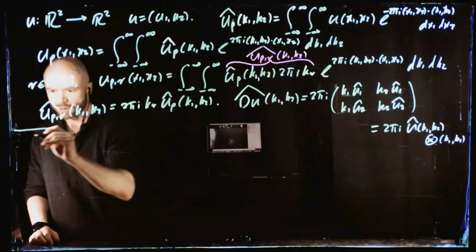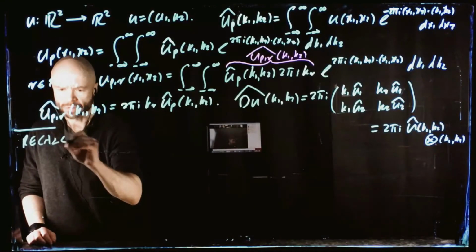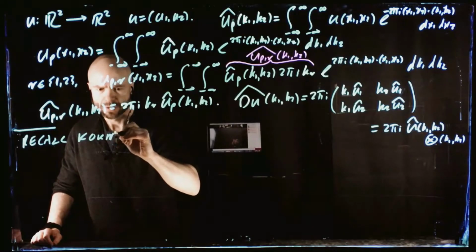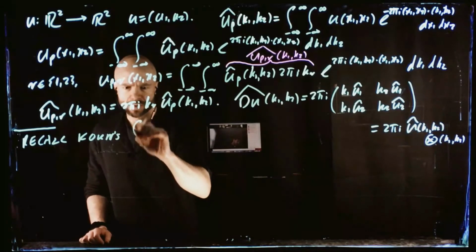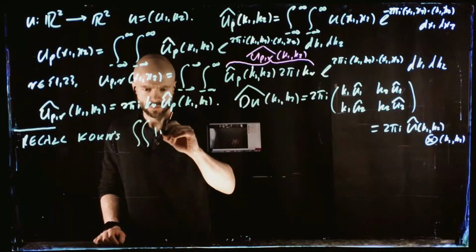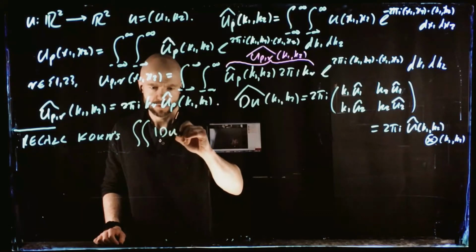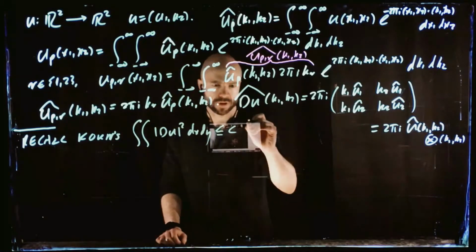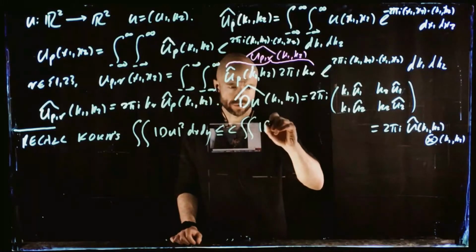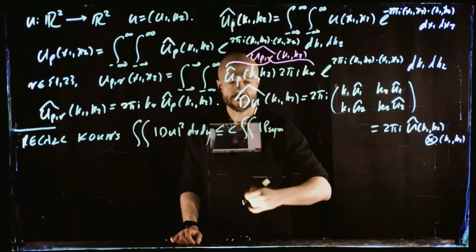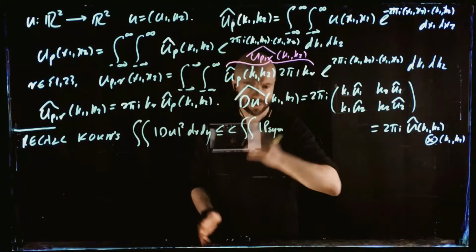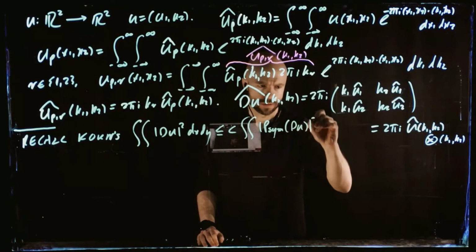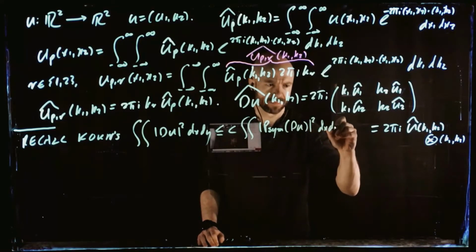So recall what we're trying to do is prove Korn's inequality for L2 functions, which is the following: the double integral of the gradient of u squared dx dy is less than a constant times the double integral of the projection onto the symmetric matrices, which is the same as the distance away from the skew-symmetric matrices by the orthogonality of the symmetric and skew-symmetric matrices, like this. Okay? This was our goal.